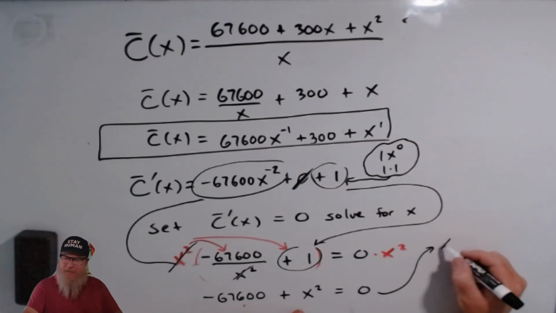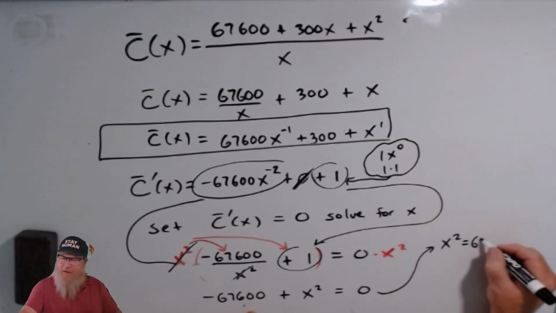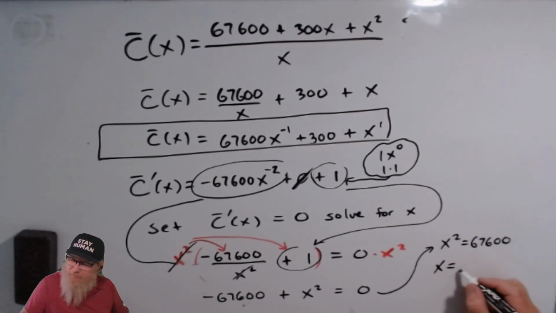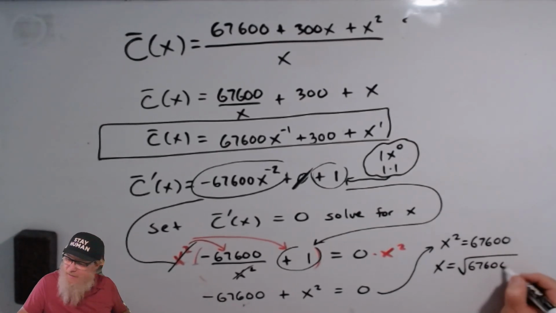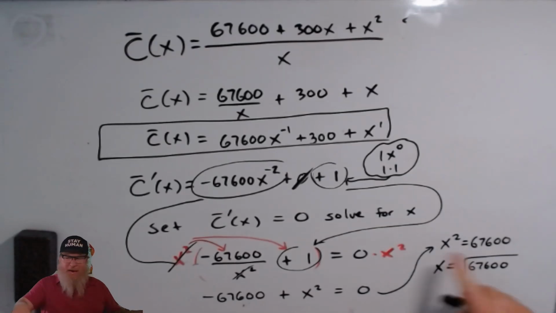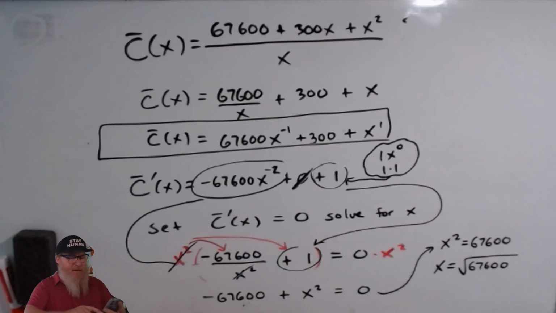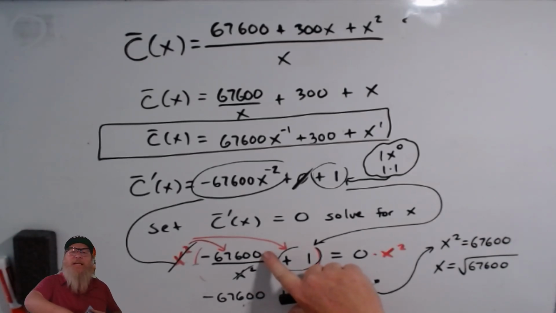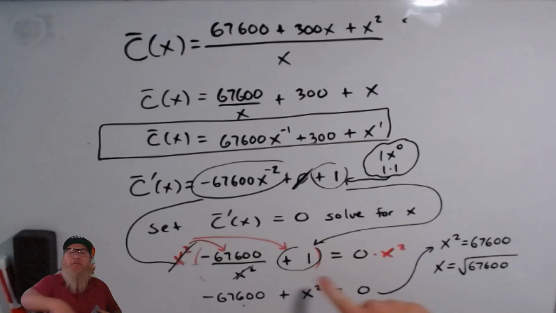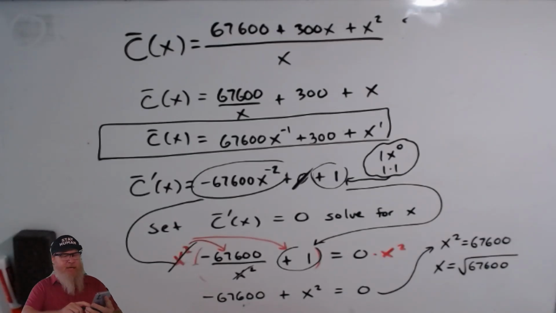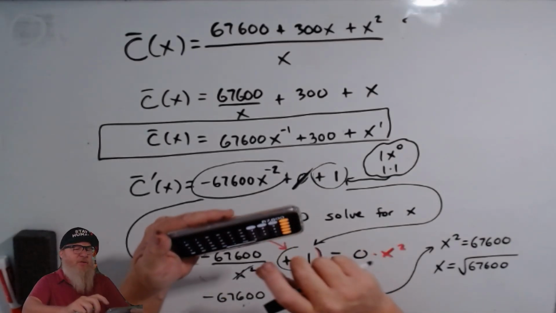This is now pretty easy to solve. Move the 67,600 to the other side and take the square root. And there you go. Now that you've seen the trick or the technique, you could probably solve it in fewer steps, because whatever x squared is equal to, x squared always has to equal whatever this numerator is in order for this derivative to be 0, at least for this particular type of cost function. Not every cost function is going to be the same one.